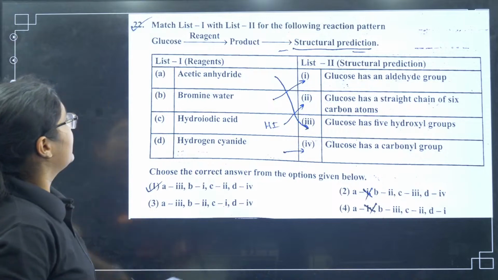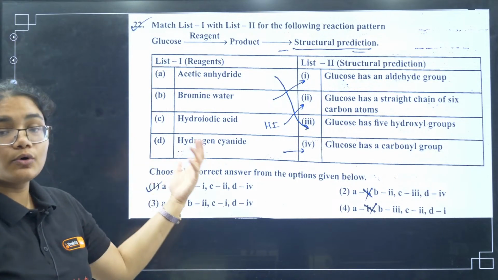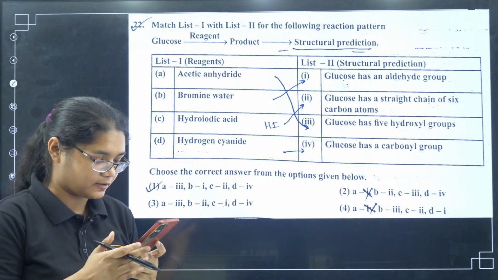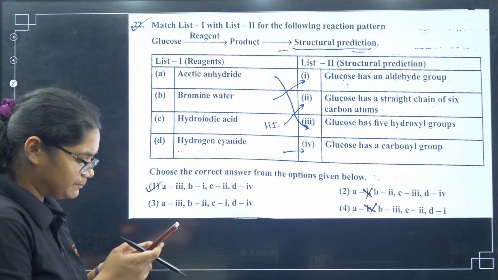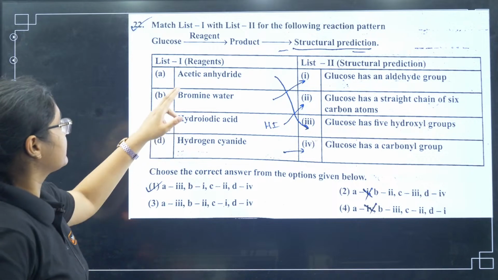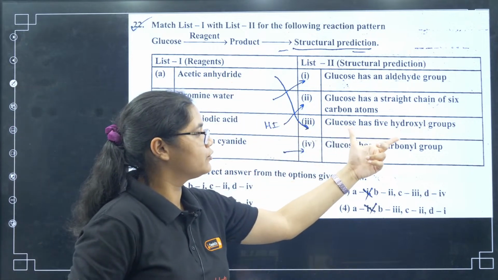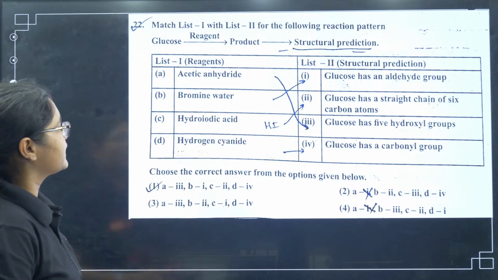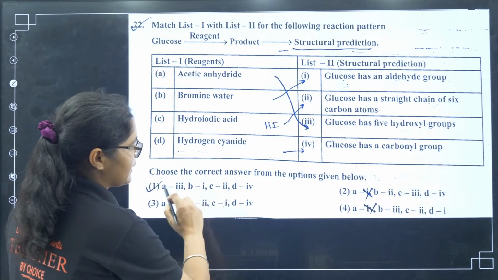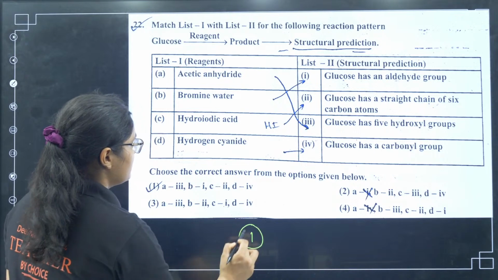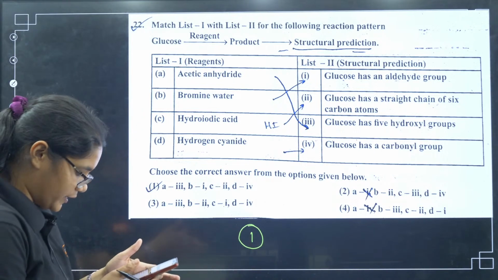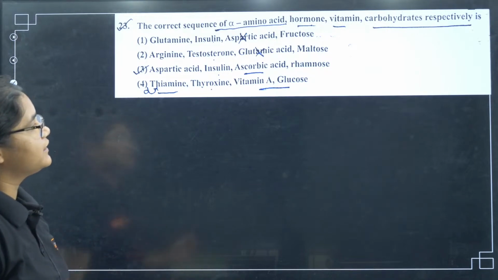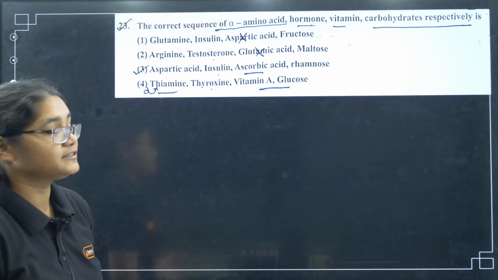Okay. Next, we have to do the glucose reactions. This question was asked, right, where we have discussed it in detail. Okay, so now you can see acetic anhydride will react with glucose's 5 hydroxyl groups, bromine water will react with the aldehyde group. So I can see A will give me 3 and the correct answer for this one will be option number 1 here.